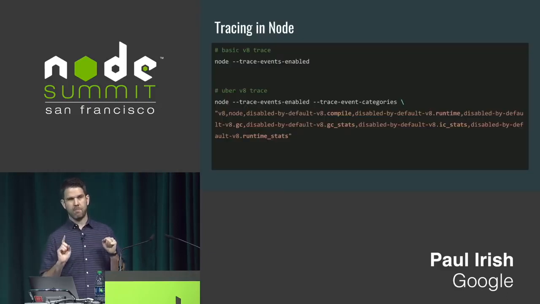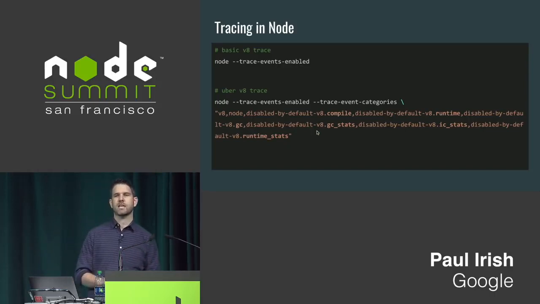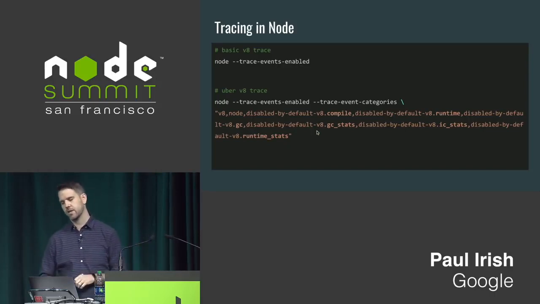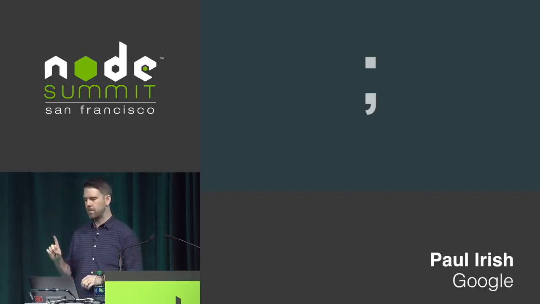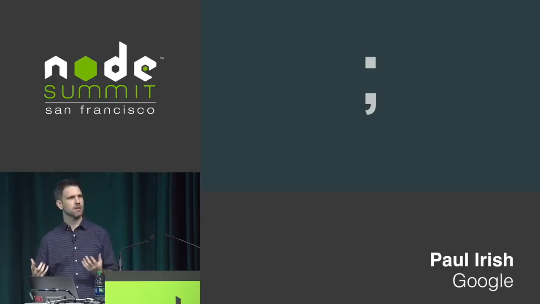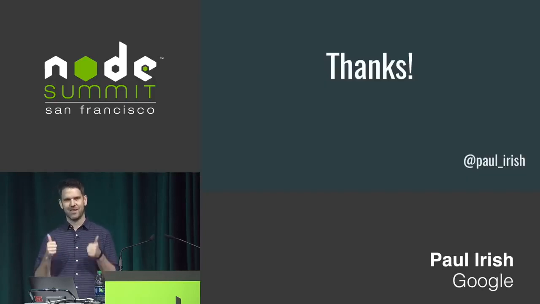A basic trace looks like that, but there are some off-by-default categories which give you more detail at the cost of a little overhead. This would be the magical incantation that turns on all those categories. So that's about going to wrap it up for me. One last thought I want to leave you with is just explore and think what is beyond the console log. Thank you guys very much.